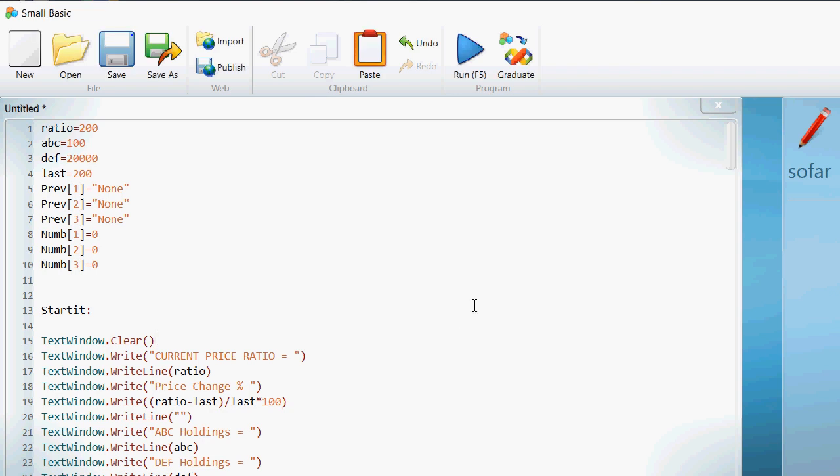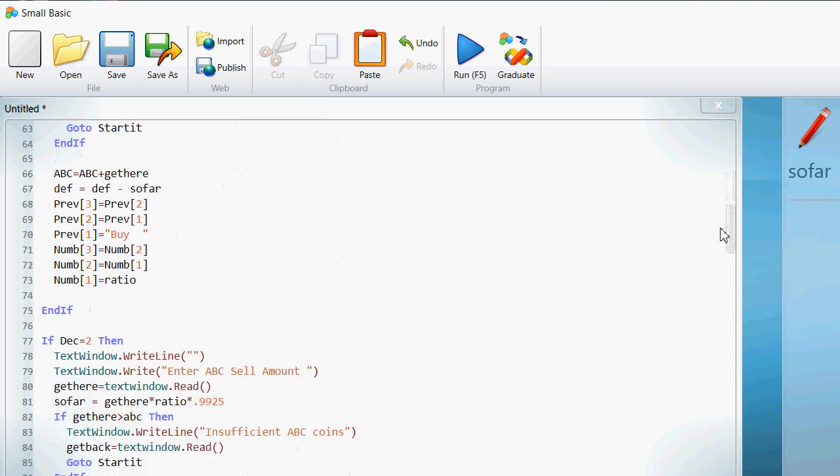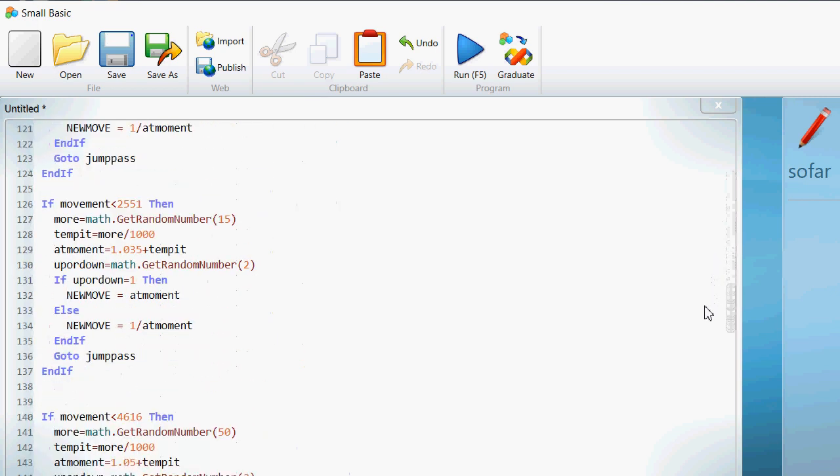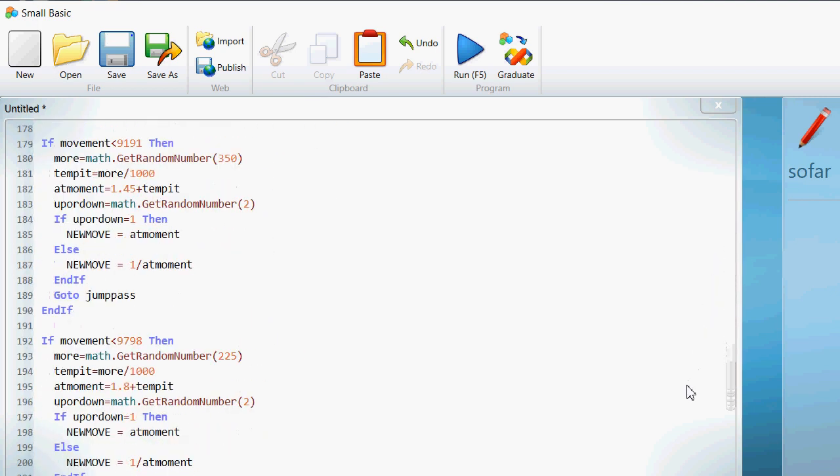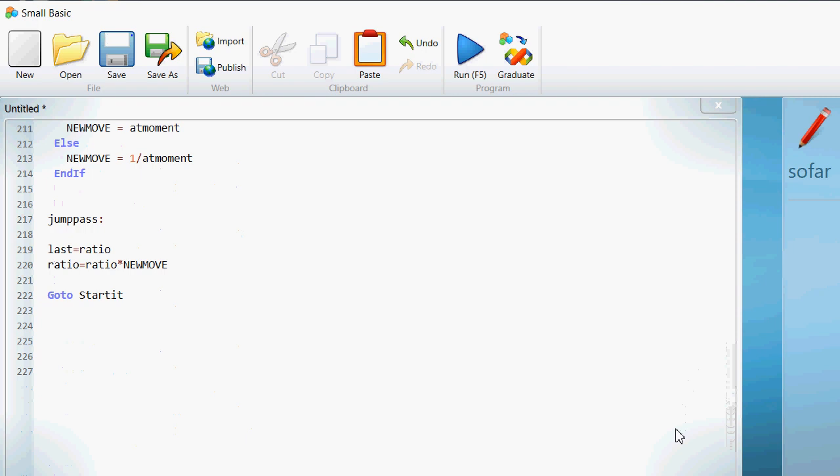Hello and welcome. In this video, I'm going to simulate some market movements on price ratios and see how I can move two different coins. I wrote this program. This is the code. There's not much to it, but enough to get what I need done.